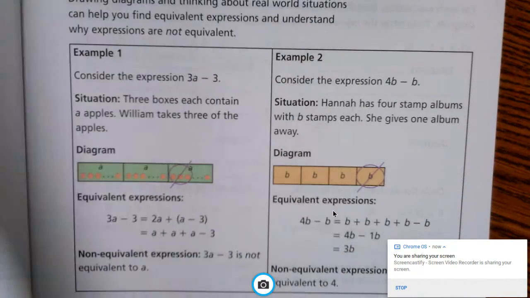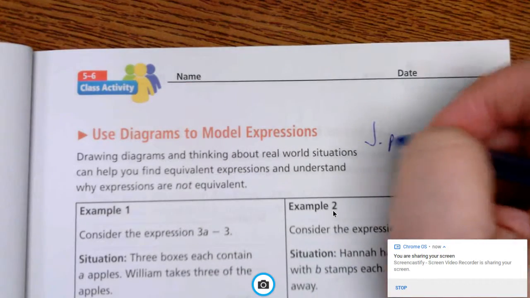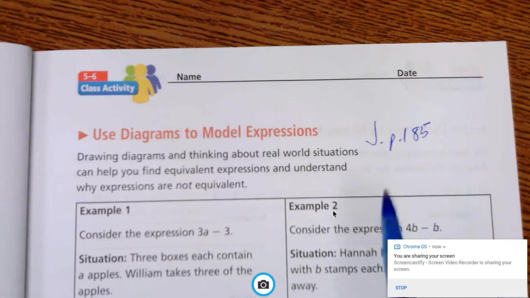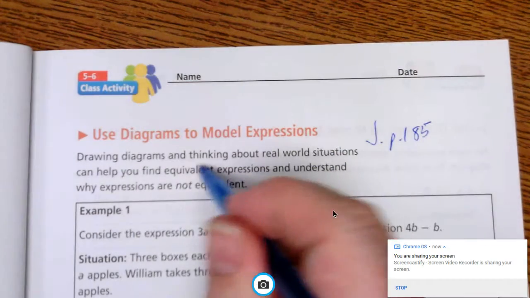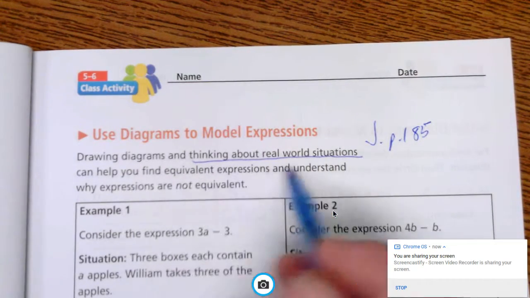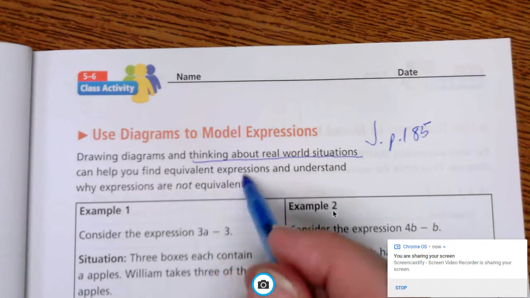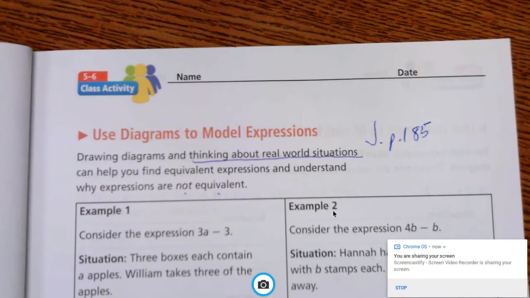So if you turn in your book to journal page 185, we will continue with this thought and learn about a mistake that we sometimes tend to make. It says drawing diagrams and thinking about real world situations, like how many will fit in a crate or a box, can help you find equivalent expressions and understand why expressions are not equivalent. If you make connections to the real world, you usually can figure this out.